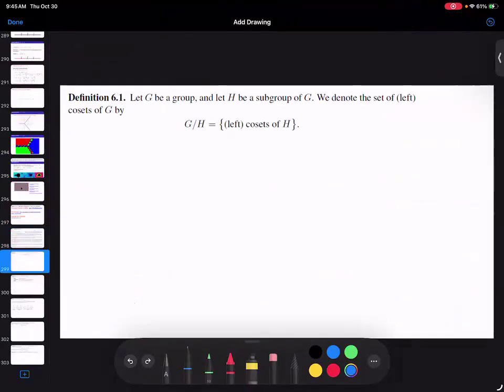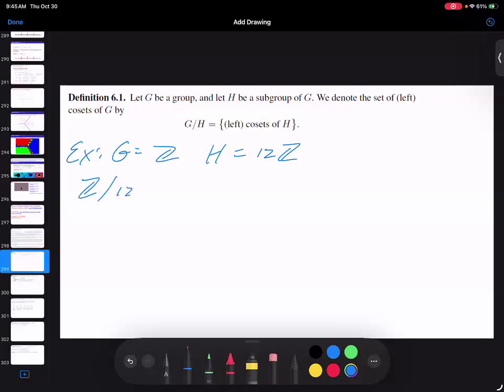A little bit of notation. We have G as a group, and H is a subgroup of G. We denote the left cosets of H in G by G/H. We've seen examples of this before. For example, we could let G be Z, and maybe H could be 12 times Z. Then Z mod 12Z would be the set of cosets. We could write that as 0 plus H, 1 plus H, all the way to 11 plus H.